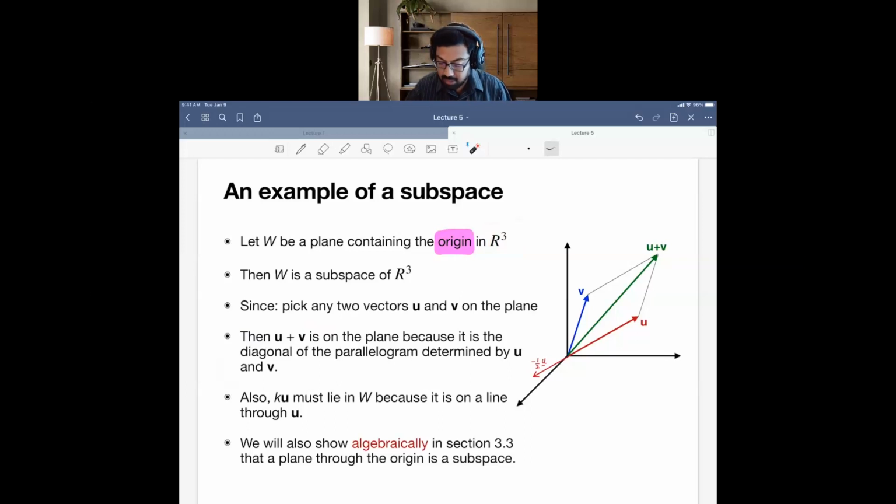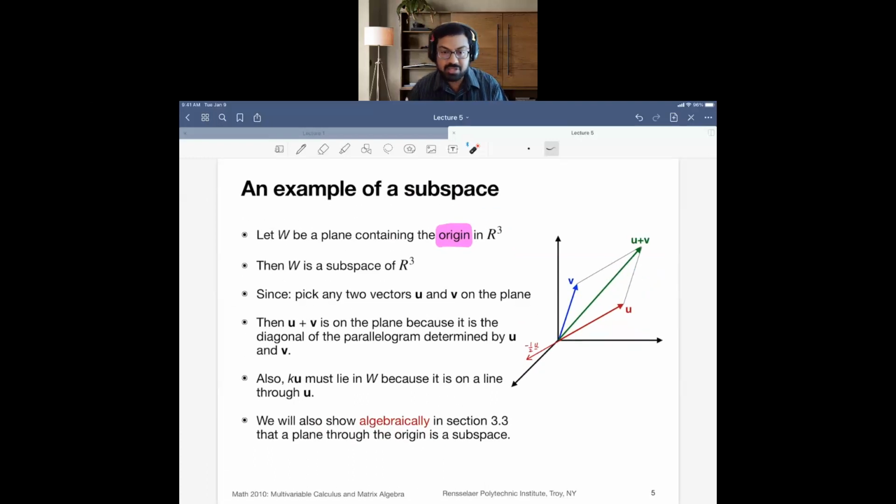Now here we have seen this geometrically. We'll also look at it in a lot more detail algebraically in section 3.3. And we'll show that that plane has to contain the origin in order for it to be a subspace. So if the origin is not included, we are not going to get a subspace in R cubed. Let's move on. Questions here?